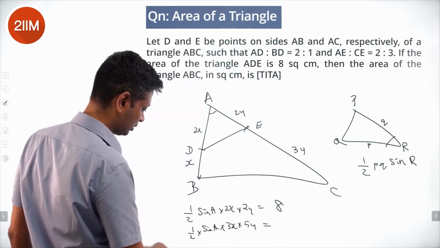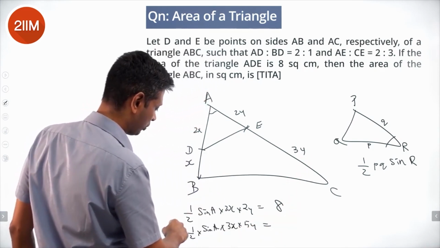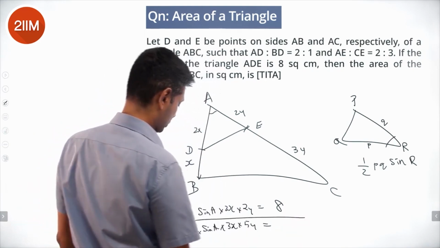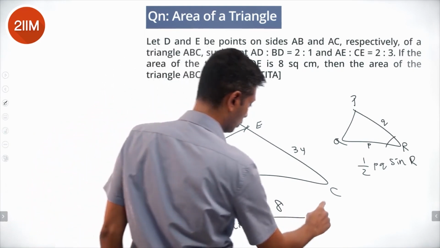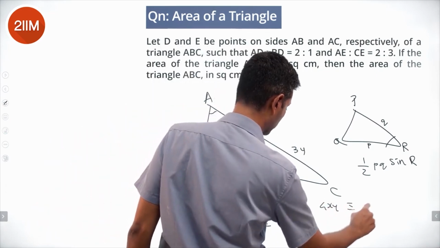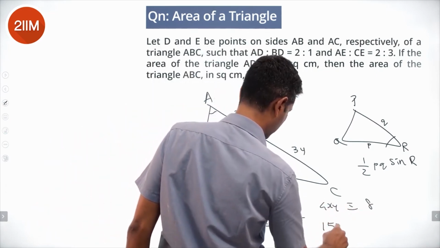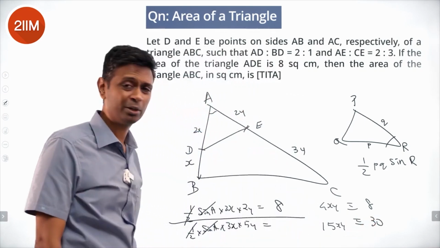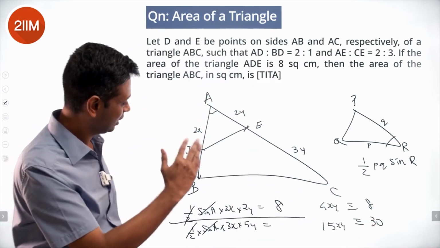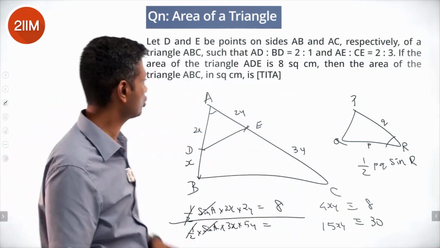So divide one by the other. This is sine A, this will go away. 4xy goes with 8. 15xy would go with 30, into 3 by 2 into 5 by 3. So it's going to be 30. So 30 square units.